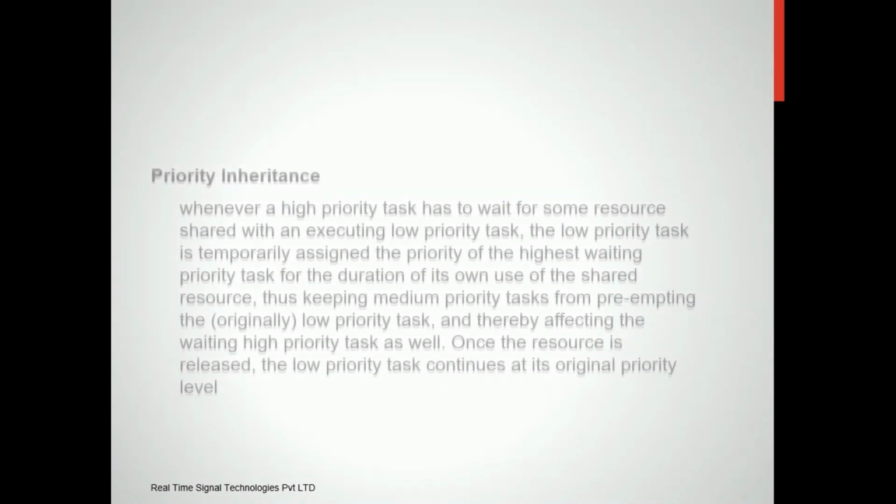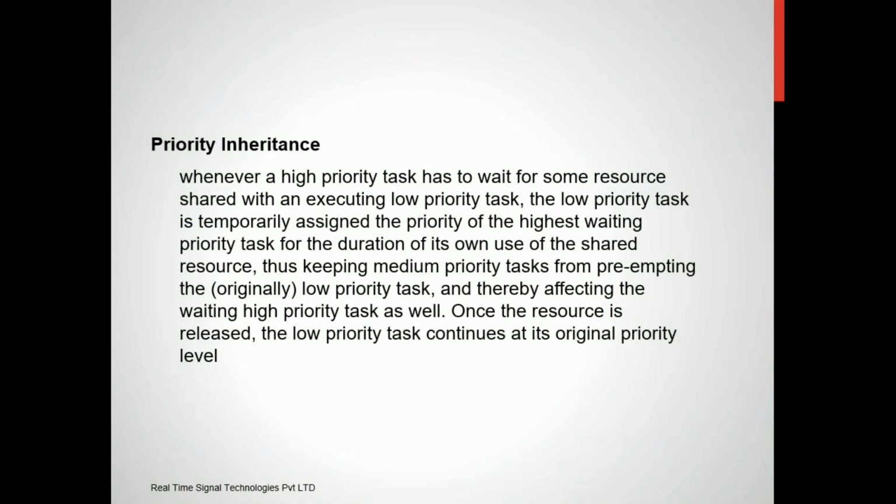Priority inheritance. Whenever a high priority task has to wait for some resource shared with an executing low priority task, the low priority task is temporarily assigned the priority of the highest waiting priority task for the duration of its own use of the shared resource, thus keeping medium priority tasks from preempting the originally low priority task, and thereby affecting the waiting high priority task as well. Once the resource is released, the low priority task continues at its original priority level.